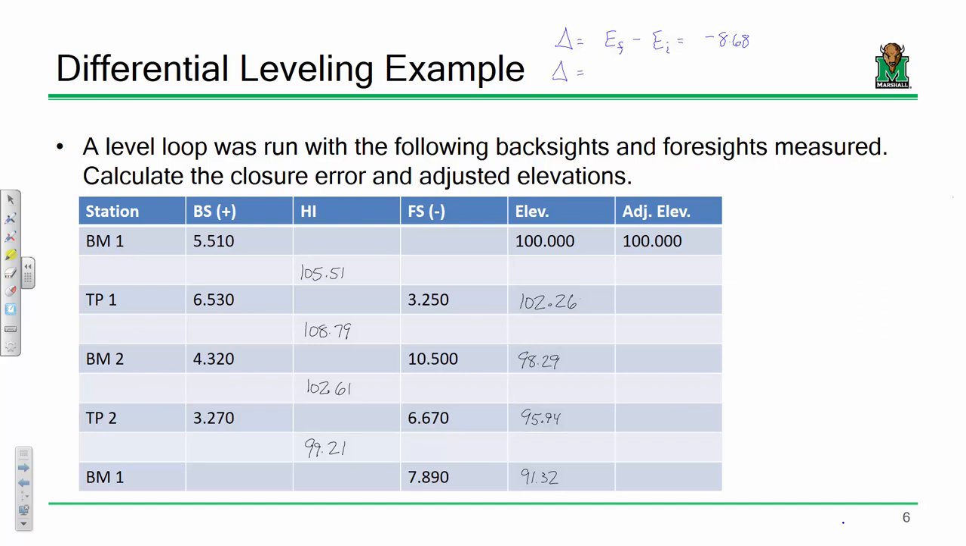Another thing that you can do is you can sum the back sights minus sum the foresights. Let's sum the back sights, sum foresights. So somebody tell me what you get if you add up all these back sights? 19.63. Now how about your foresights? 28.31. Now what's your back sight minus your foresight? 8.63. Negative.